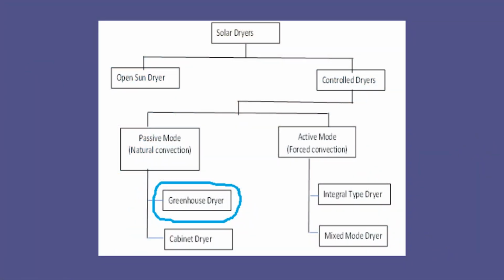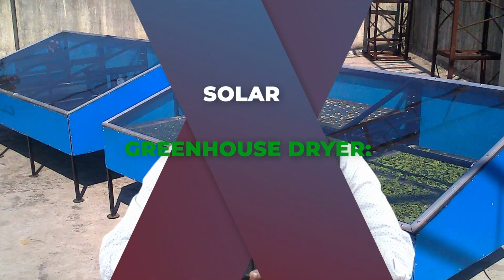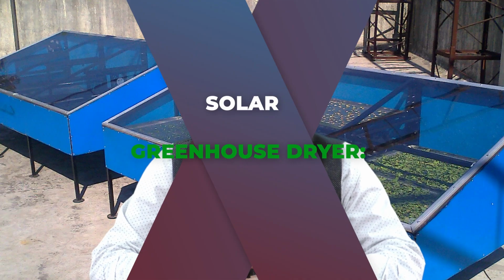And here in this classification you can see that for controlled solar dryers, we have two modes of operation, passive mode and active mode. In these passive and active modes, we have greenhouse dryers and cabinet dryers. In this lecture, we are mainly focusing on the greenhouse dryers. We have seen why solar dryers are superior in comparison with open sun drying. So the greenhouse dryer we are going to discuss now.